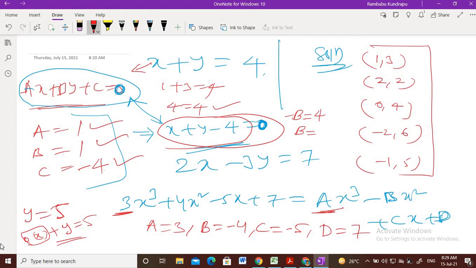If in the given equation both variables are there, like x plus y is equal to 4, 2x minus 3y is equal to 7, in all these equations there are two variables. So if you draw the graph of these equations, the graph must intersect both coordinate axes. Got it, Pragya?